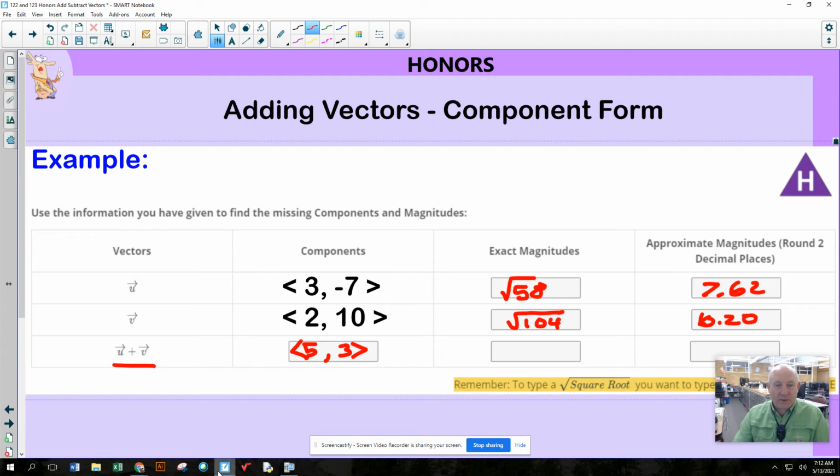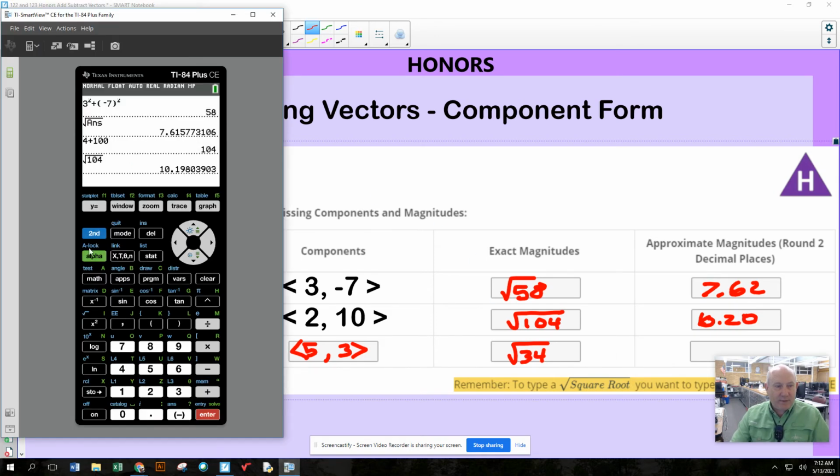Okay, now finally we'll do the last part, which will take 5 squared, which is 25, and 3 squared, which is 9. So 25 plus 9 is 34. Now we take the square root of 34, and we get 5.83. So we'll put that over here.